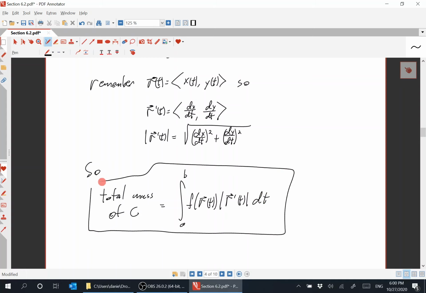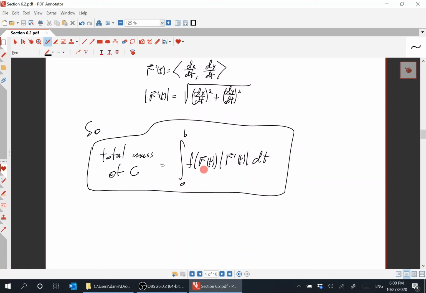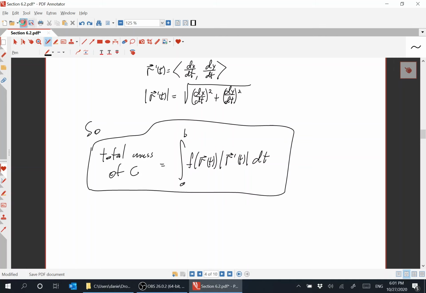So there it is. Now, when f was equal to 1, that's just the length of C. Right? That integral is the length of C. We covered that back in section 3.4, I believe. So now when you have this variable density, the total mass is that. You just have that extra function f there, and that's the density function.